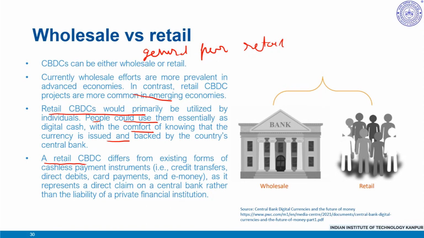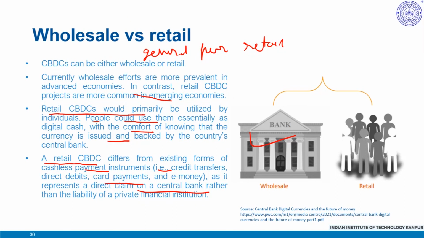A retail CBDC differs from existing forms of cashless payment instruments, that is credit transfers, direct debits, card payments and e-money, as it represents a direct claim on the central bank rather than the liability of a private financial institution. And in contrast to a retail CBDC, a wholesale CBDC targets a different group of end users. Wholesale CBDCs are meant for use between private banks, central banks, and other financial institutions. So, wholesale CBDC would serve a similar role as today's reserves or settlement balances held at central banks. However, wholesale CBDCs could allow financial institutions to access new functionalities enabled by tokenization, such as composability and programmability.